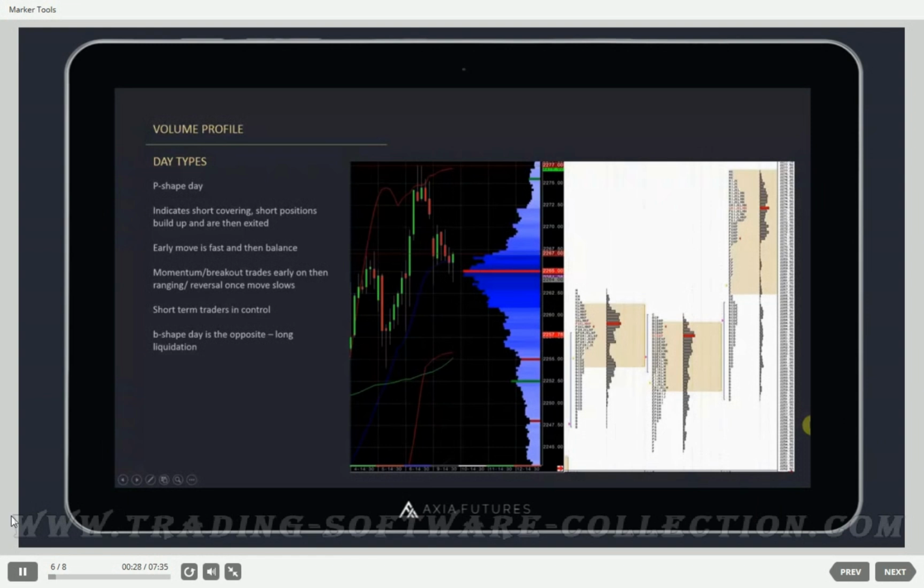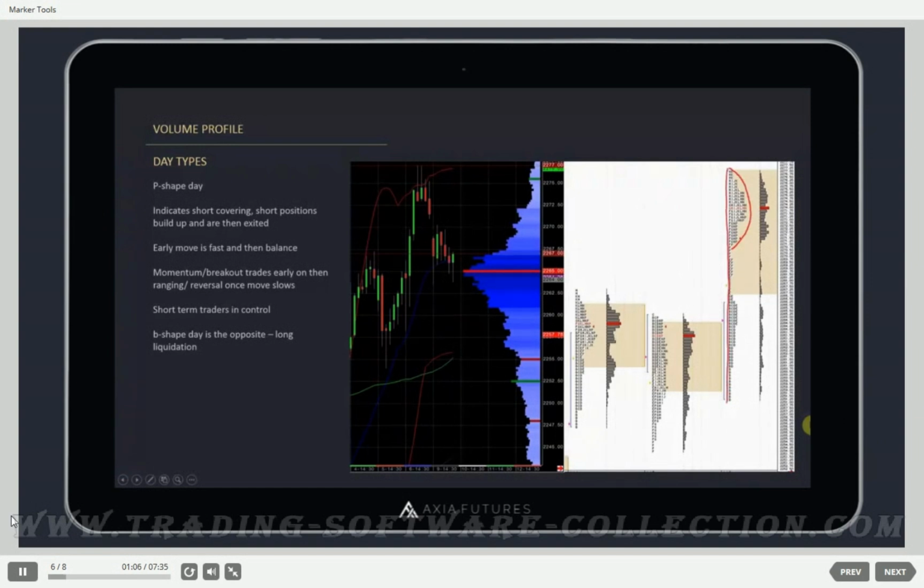So let's start off with a P-shaped day. This indicates short covering. Now, what I mean by this is you don't get an initiative buying through a longer term participant actually putting on a new position or creating new value. You get it from shorter, medium term positions who then have to get out. So what happens is you see this very early shift away from the initial balance, and then the day balances out at the highs in a P shape.